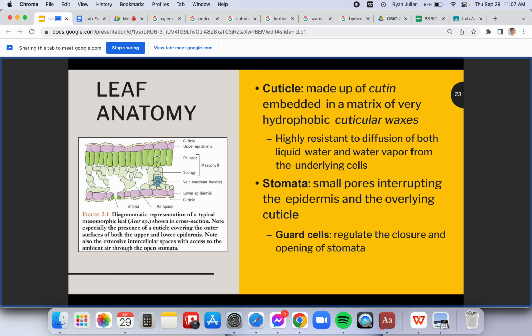Okay, guard cells regulate or control the closure and opening of stomata. Note especially the presence of a cuticle covering the outer surfaces of both the upper and the lower epidermis. Note also the extensive inner cellular spaces with access to the ambient air through the open stomata. And this is the space that I am talking about, where various cellular activities take place.